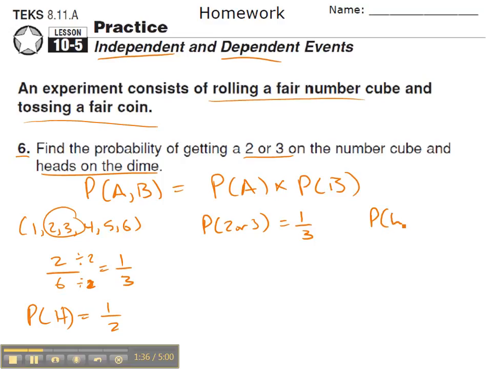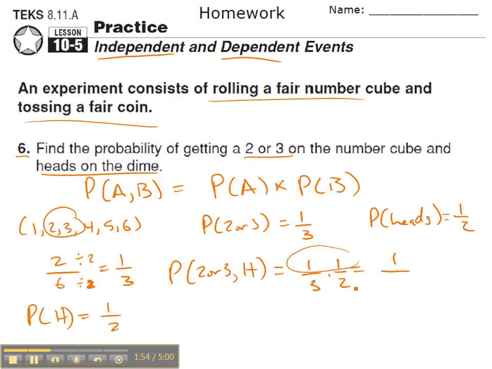So the probability of heads is 1/2, and then the probability of 2 or 3 on the number cube and then heads on the dime would be equal to these 2 probabilities multiplied together. Multiplying fractions, that's no problem. Top times top, 1 times 1 is 1. Bottom times bottom, 3 times 2 is 6. So the answer is 1/6.